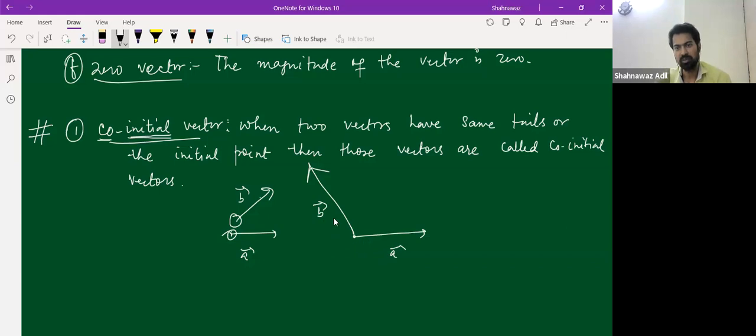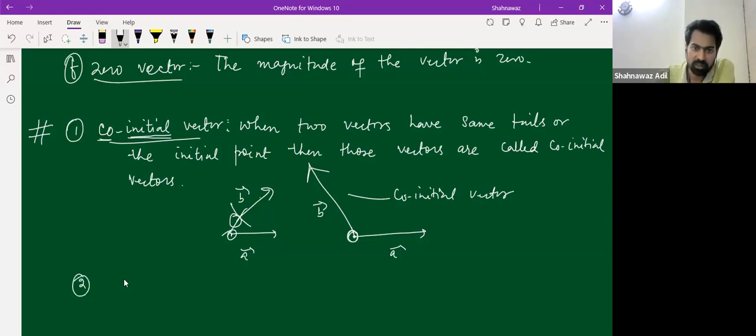So are these co-initial? Yes, sir. The starting point should be the same. The tails should be the same, right? So this is a co-initial vector. And then you have the coplanar vector.